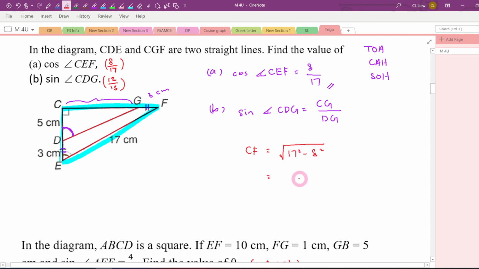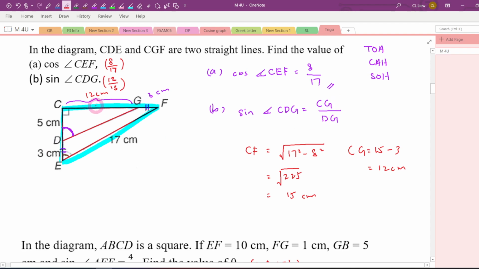It should be 225, right? Okay, let me press my calculator. It's 15. Yes. Okay, 15 centimeter. So this is 15. Then CG will be 15 minus 3, which is equal to 12 centimeter. Now this is 12 centimeter, CG. But we still need DG.